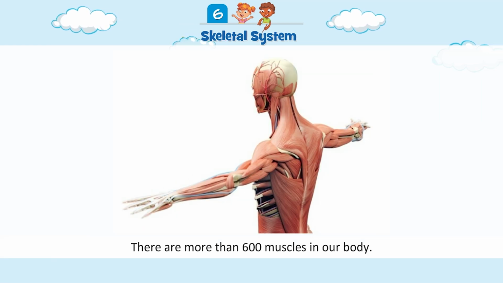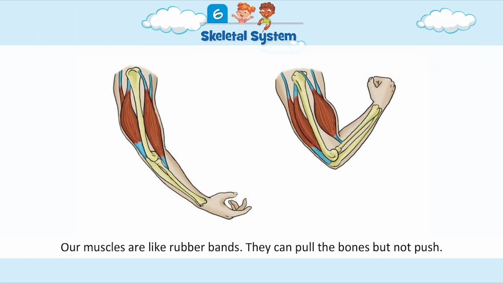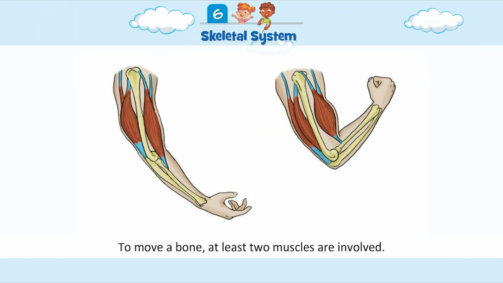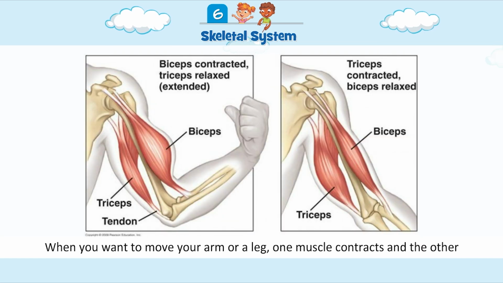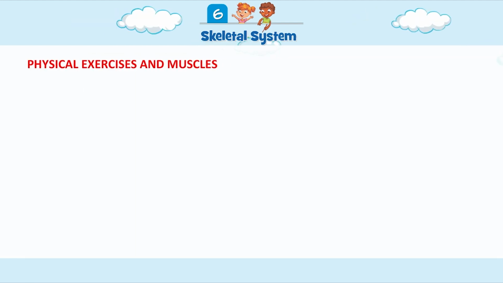There are more than 600 muscles in our body. Our muscles are like rubber bands. They can pull the bones but not push. To move a bone, at least two muscles are involved. When you want to move your arm or a leg, one muscle contracts and the other relaxes to allow the movement. Physical exercises and muscles.